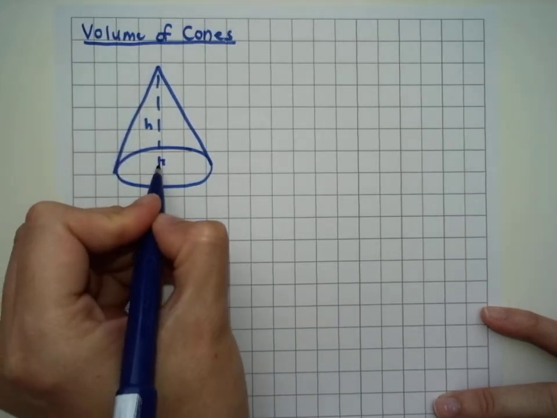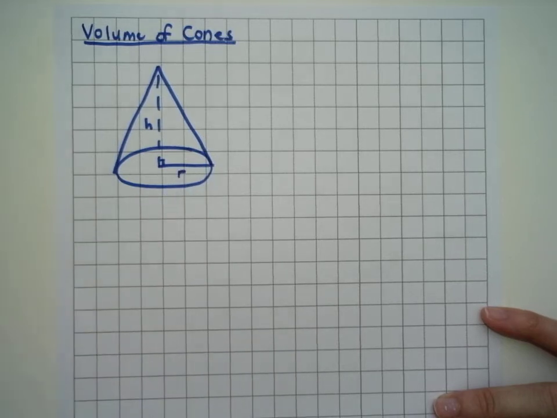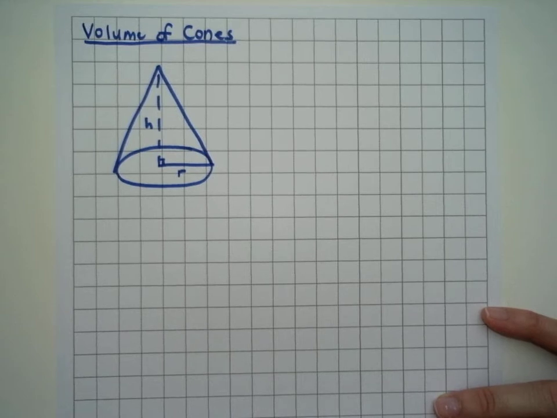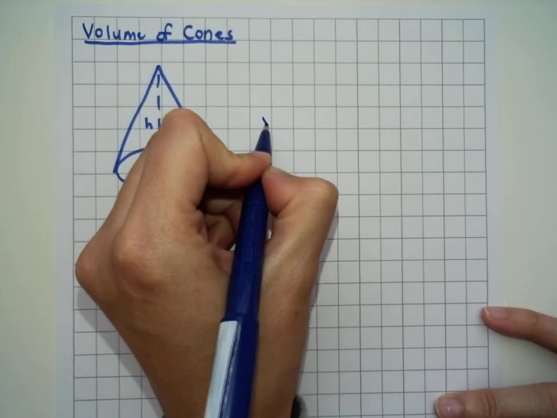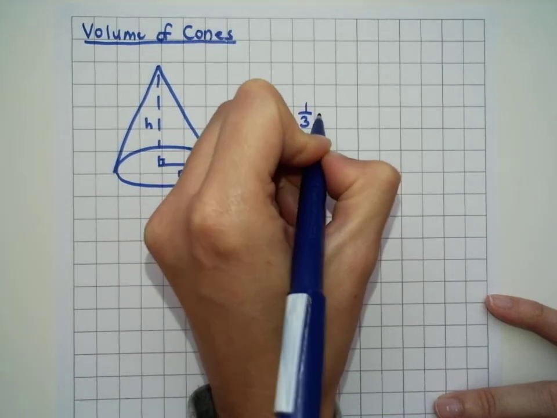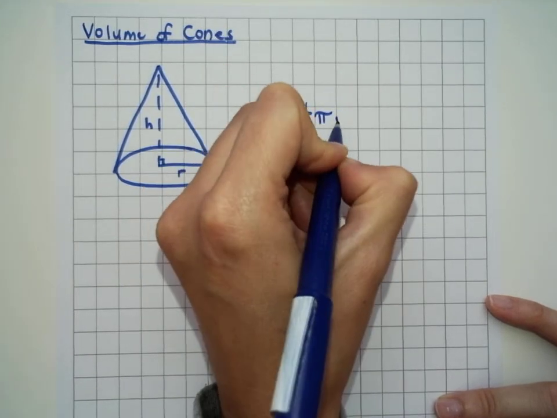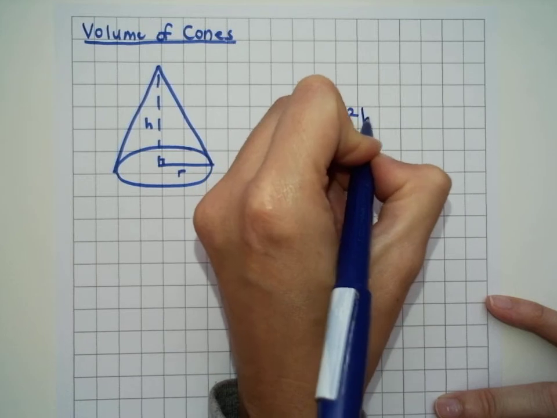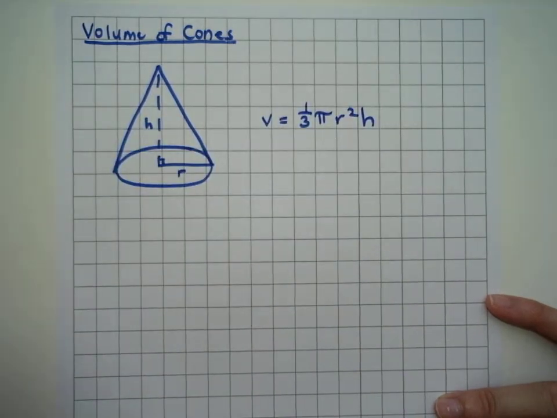And then we have a circle at the bottom, and so we're going to need to know the radius, which is the distance from the center of our circle to the outside of the circle. And the formula for calculating the volume of a cone is 1/3 pi times the radius squared times the height.